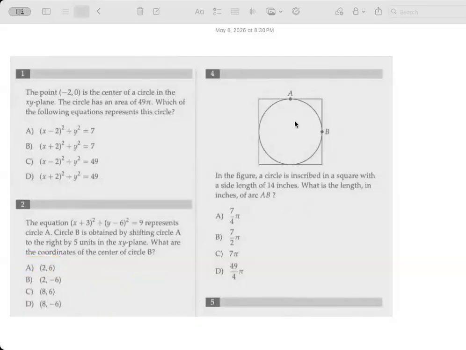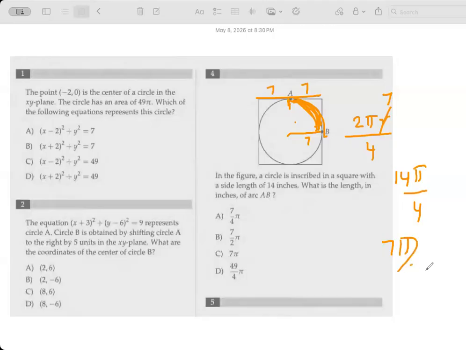This one is easy. This is 14. This is 7. So the radius is 7. They just want this, right? That's nothing but the circumference of a circle divided by 4. So it's one of the 4 parts, right? So r is 7, 14 pi by 4, which is 7 pi by 2. Any questions?